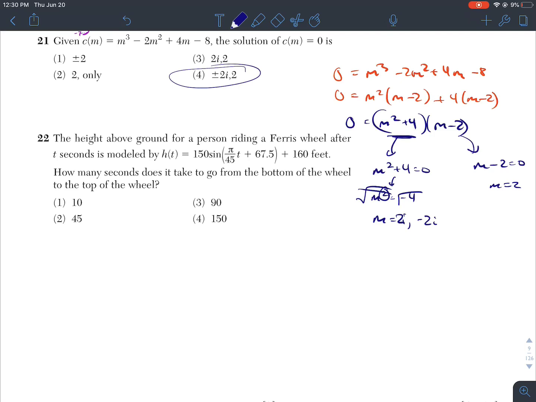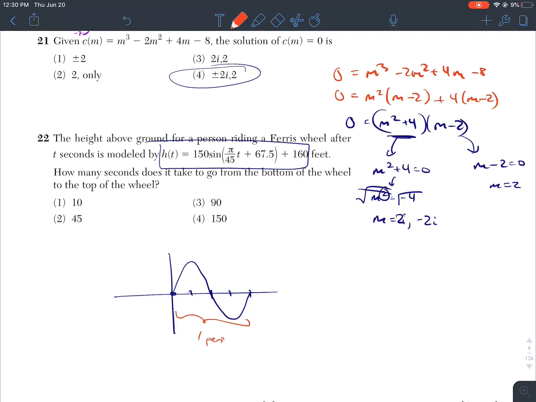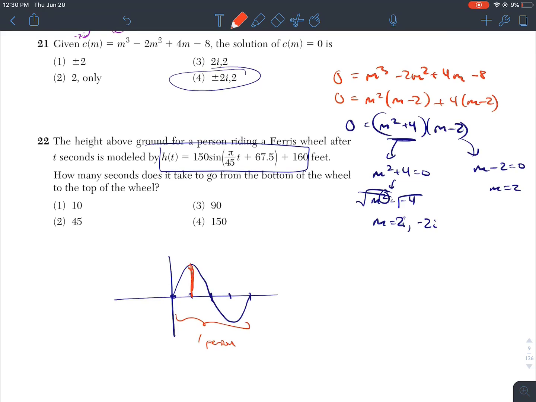So the height above ground for a person riding a Ferris wheel after t seconds is modeled by this function. How many seconds does it take to go from the bottom of the Ferris wheel to the top of the Ferris wheel? So because this is a sine function, basically what we can think about is this. So this whole thing is 1 period. And we want to know how long it takes to go from the bottom to the top, which would be from here to here. That's actually 2 of the 4 sections, so this part would be half a period.